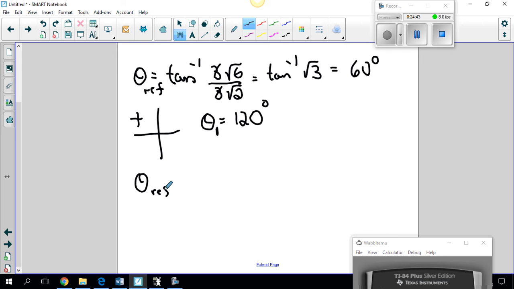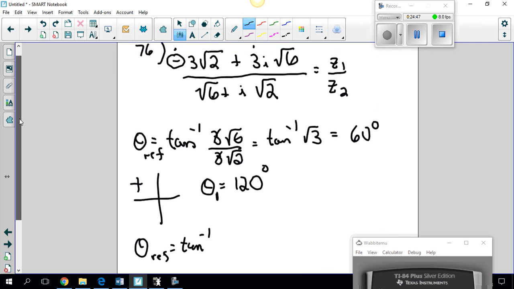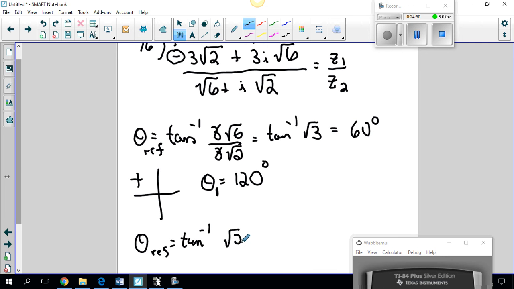Let's go find theta 2. Theta ref is inverse tangent. You take the y value, which is the square root of 2, over the square root of 6, and that's inverse tangent of 1 over the square root of 3, and I know that to be 30. Therefore, unit circle number, you're feeling good. This is positive, so 30 is actually theta 2.